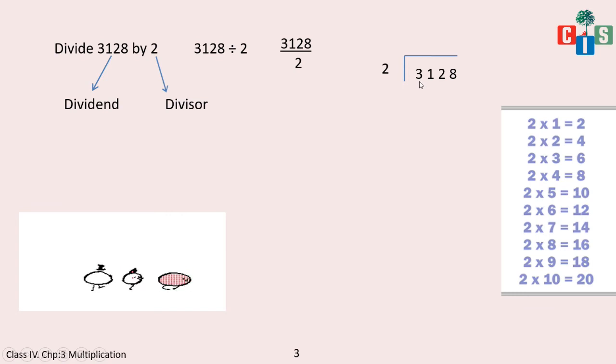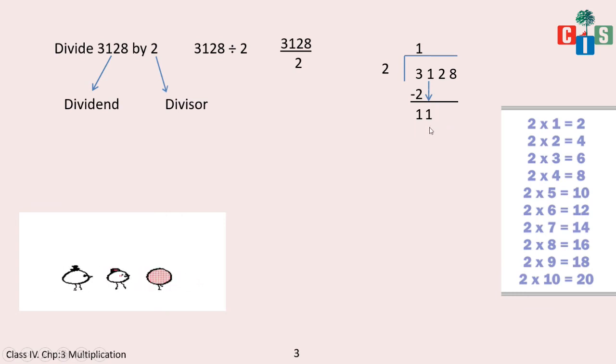Now taking the first digit, that is 3, you have to see how many times 2 goes into 3. So in the table, 2 ones is 2. It is less than 3. I have to see a product either equal to or less than the number. So this is less than 3. So I will have 2 ones is 2. Then I have to subtract: 3 minus 2 will give me 1. And then this 1 I have to bring down.